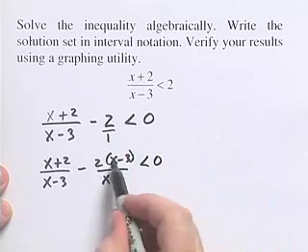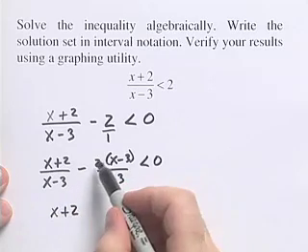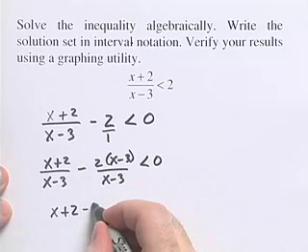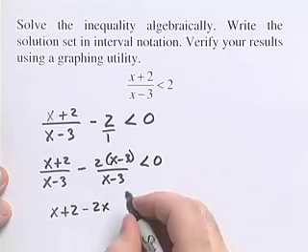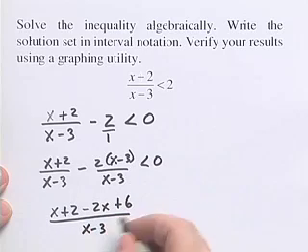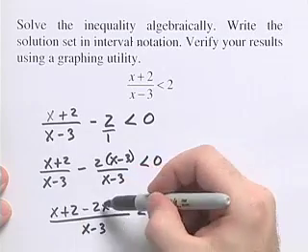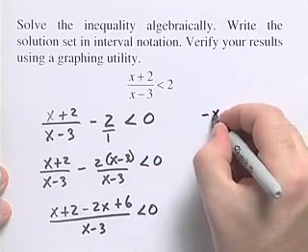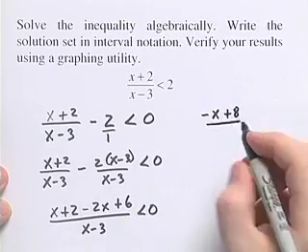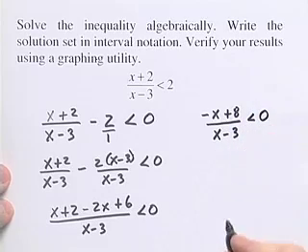Since we have our common denominator, we can combine our numerators. We'll have x plus 2. We're going to do a couple of things here. We're going to distribute our negative and also the 2 at the same time. So we're going to have minus 2x, then negative 2 times negative 3 gives us plus 6 over x minus 3, and that's going to be less than 0. I want to clean this up. x minus 2x gives us a negative x. 2 plus 6 is plus 8. That's divided by x minus 3. And we want that to be less than 0.